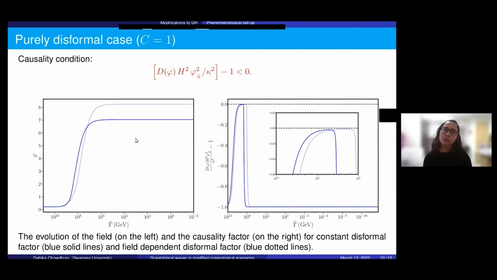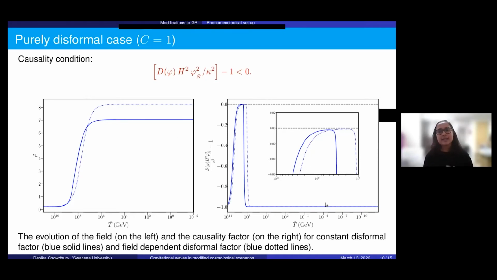So I have plotted both of them here. I haven't written the equation because the equations are coupled and they're more complicated. But I've plotted them here. The solid line is the constant disformal factor, and the dotted line is for D proportional to phi square. Their evolution overall has the same shape, but the amplitude changes.